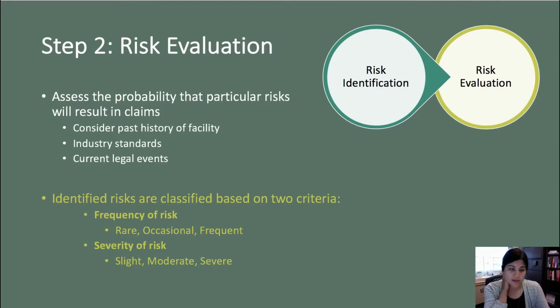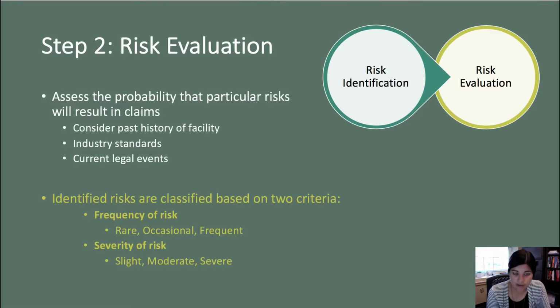Okay, so step 2 of our risk management process is evaluation. So we've collected this list of potential risks for our organization. Now we need to evaluate those risks. So what does that mean? Well, basically we want to go through this process of classifying risk based on 2 things. Frequency of risk, so how often these risks are likely to impact our organization, and then severity of risk. How severe are these risks potentially?